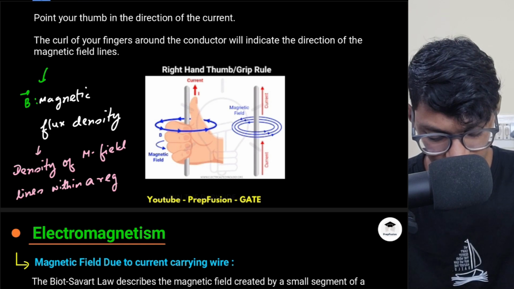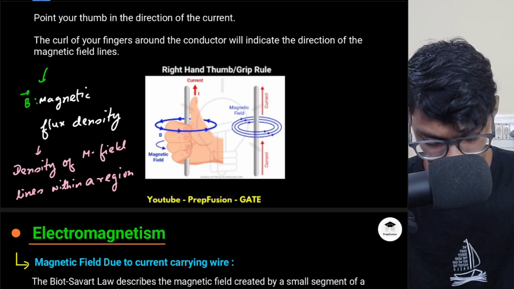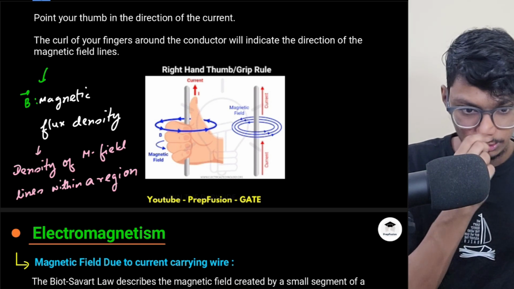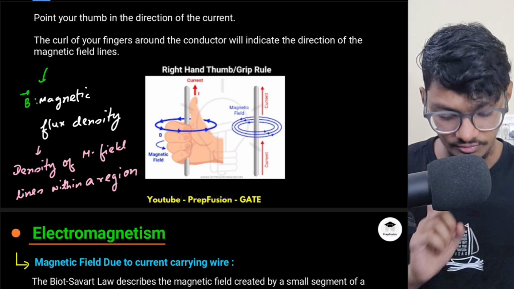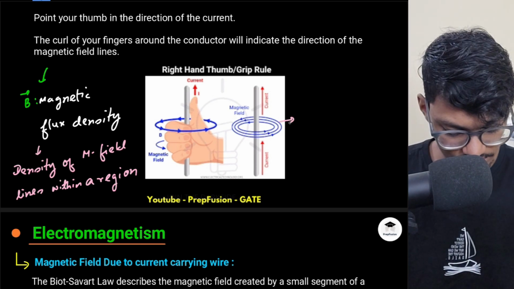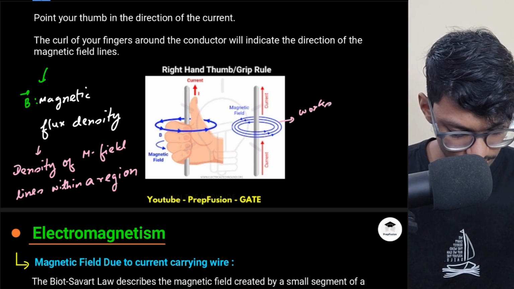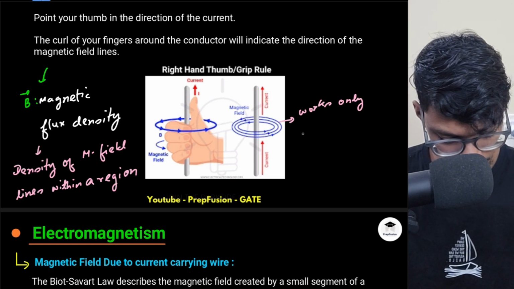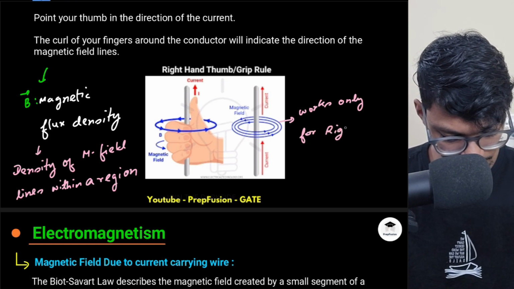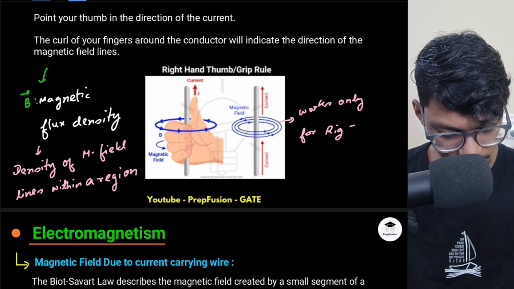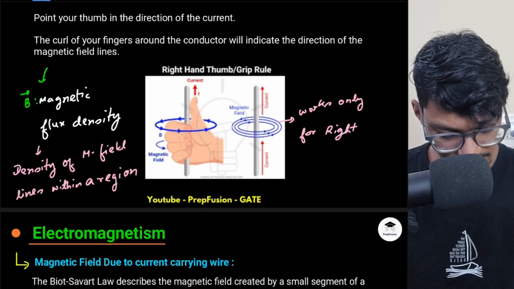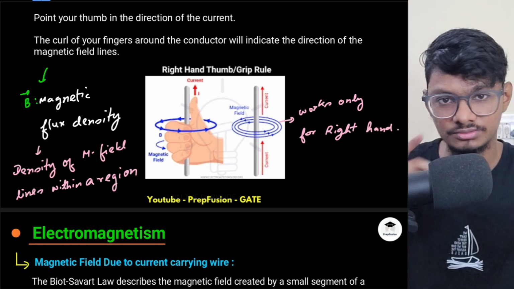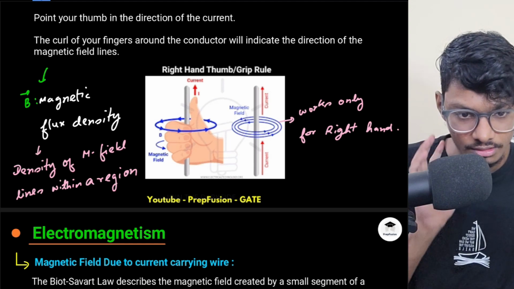And there will be another term known as magnetic field intensity. Again it will be related by a constant, same as electric field intensity. A few key points you have to remember: this thing works only for the right hand. It will not work for the left hand, and we will not use any left hand convention, to stay away from confusion. If you are a lefty, as I explained previously, you have to use your right hand.